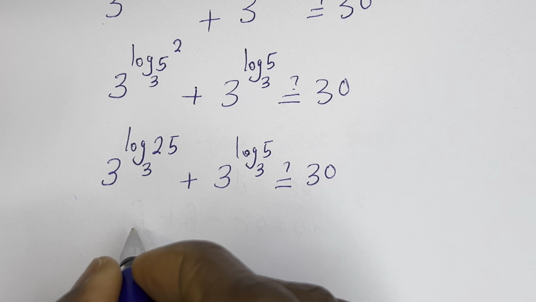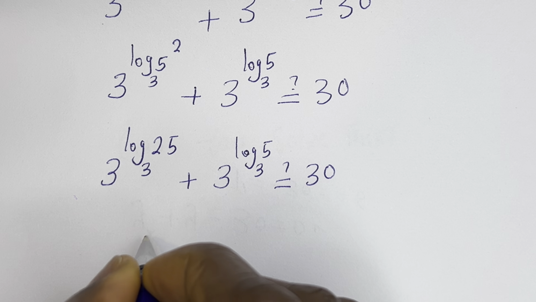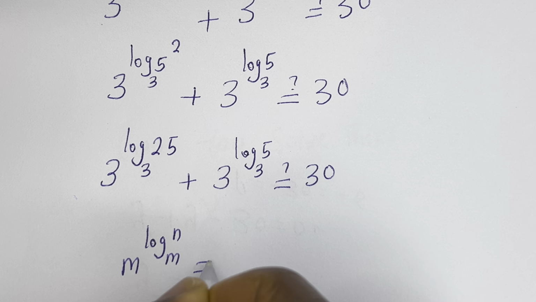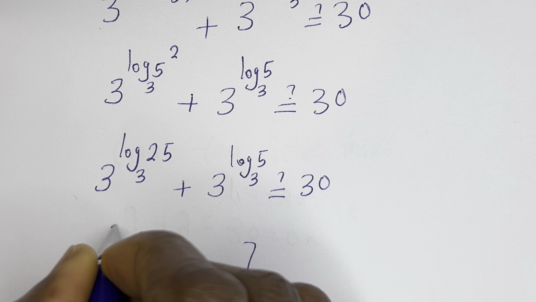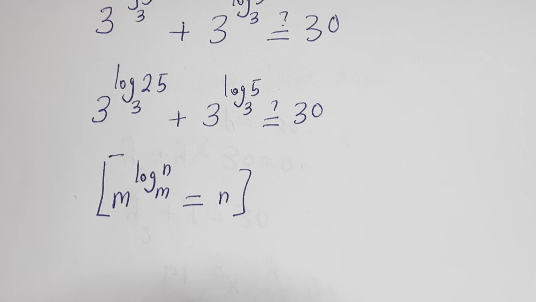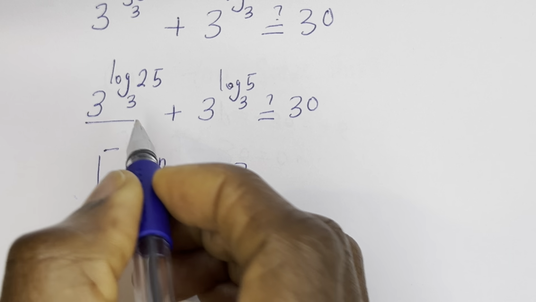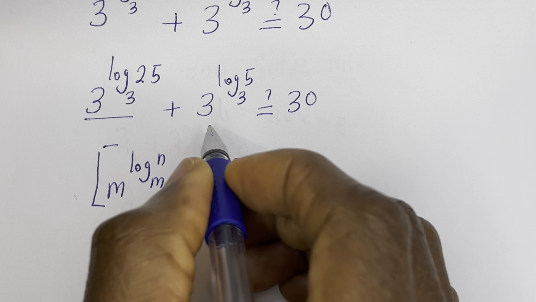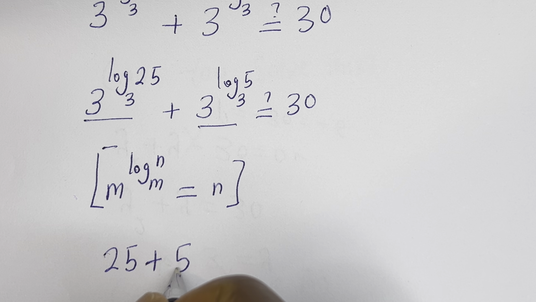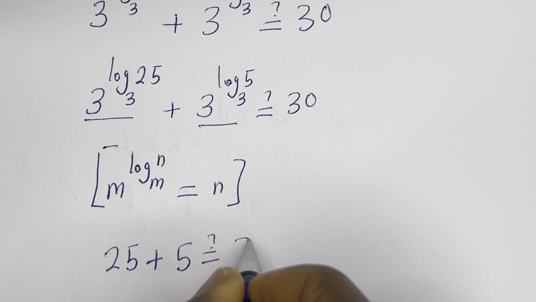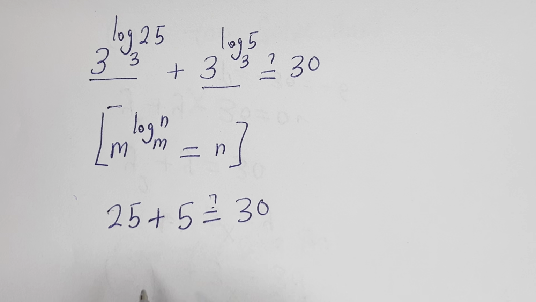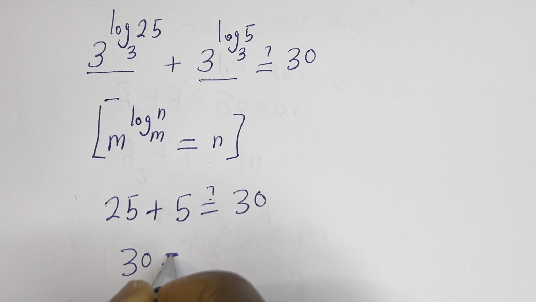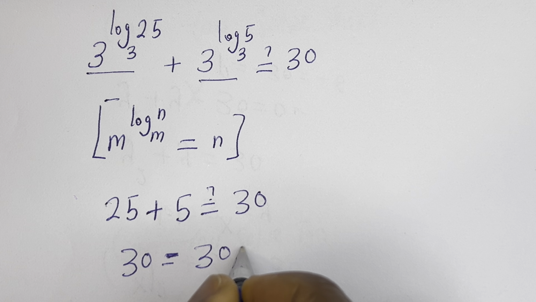Take note of this, that if you have m to the power of log n base m, this is equal to n. Then this can be written as, the whole of this is 25 plus the whole of this is 5 must be equal to 30. We have 25 plus 5. This is 30 is equal to 30, which is true.